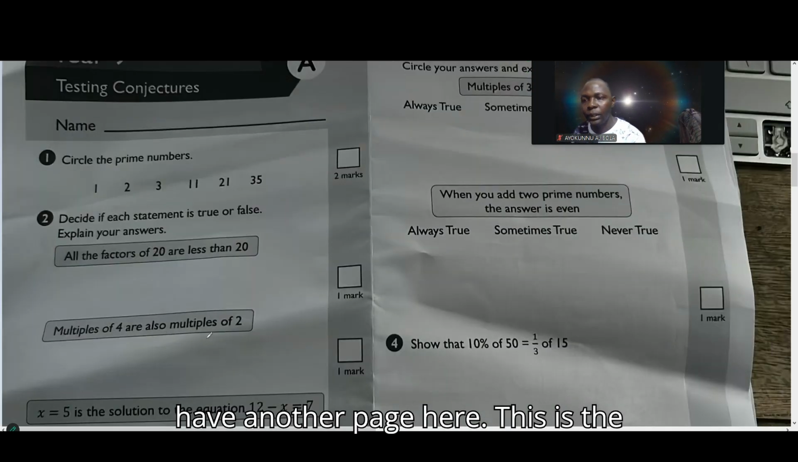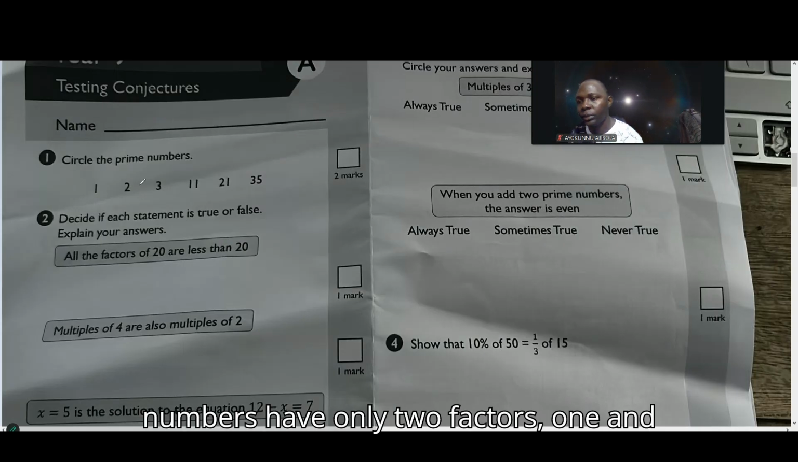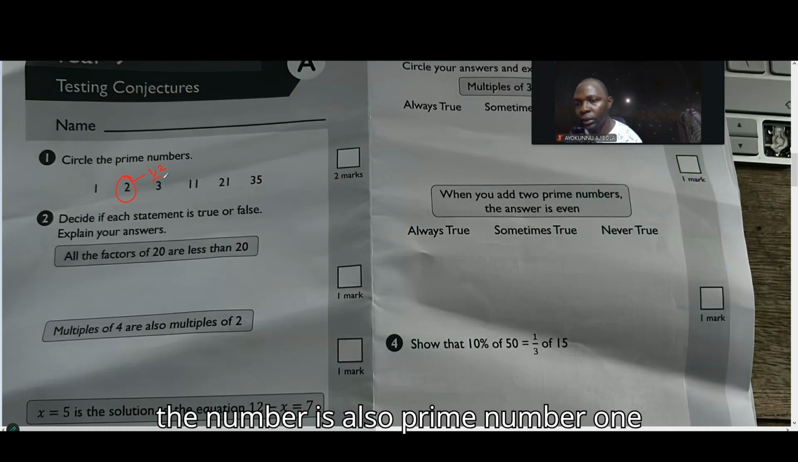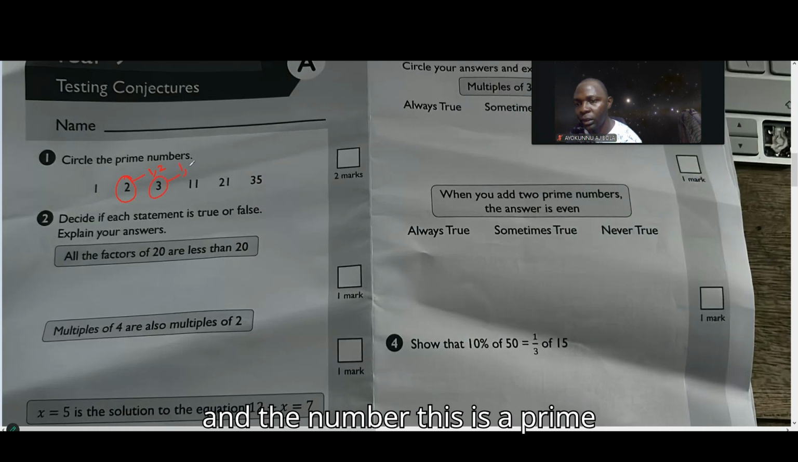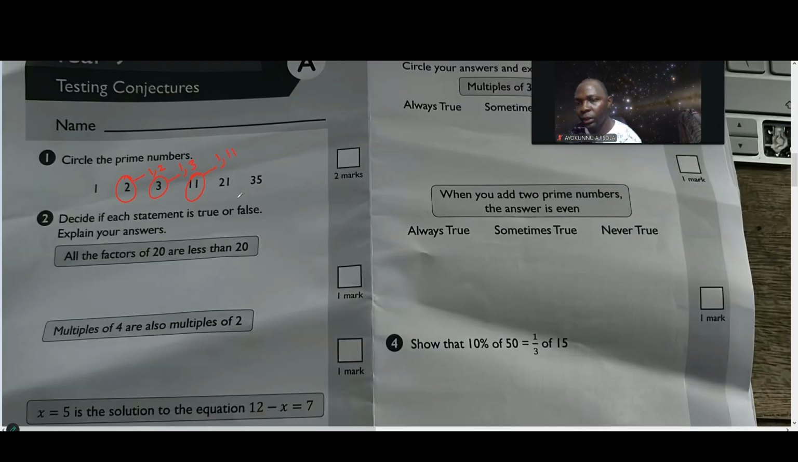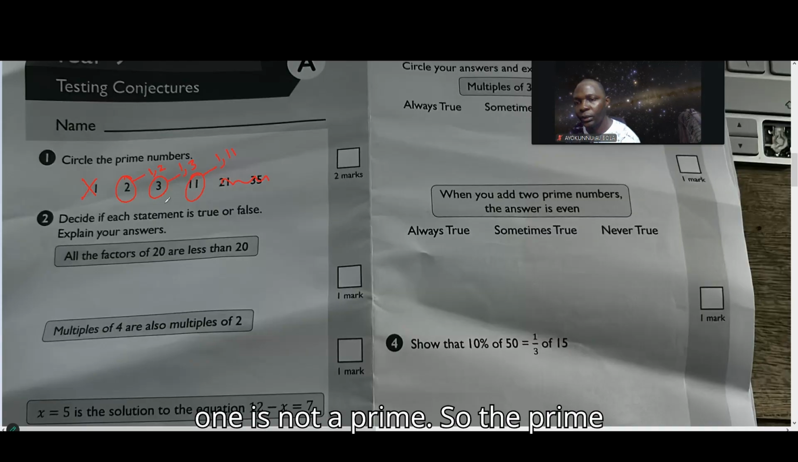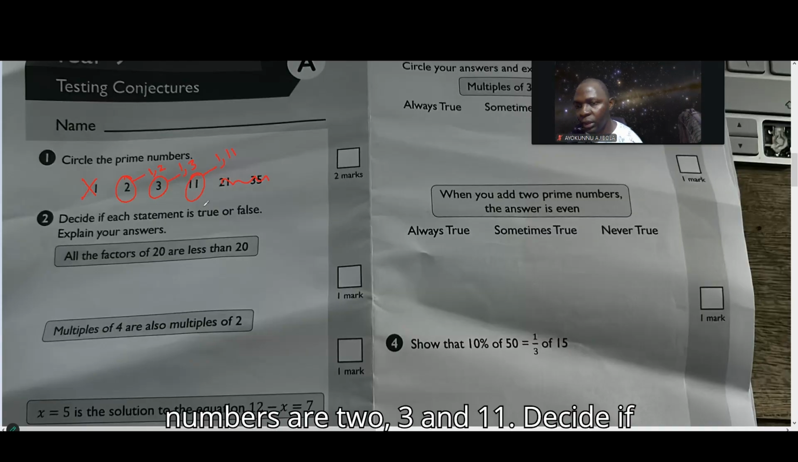Then we have another page here. This one says circle the prime numbers. We know the prime numbers have only two factors, 1 and the number. This is also prime number, 1 and the number. This is also prime number, 1 and the number, no other factor. But these ones have more than that, and 1 is not a prime number. So the prime numbers are 2, 3, and 11.